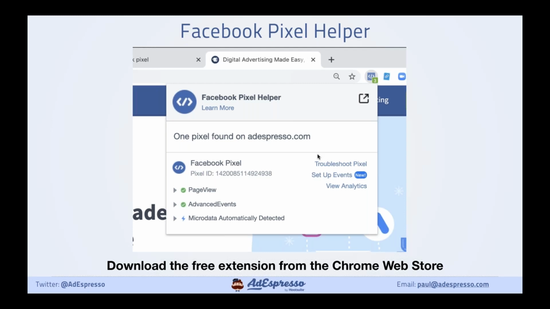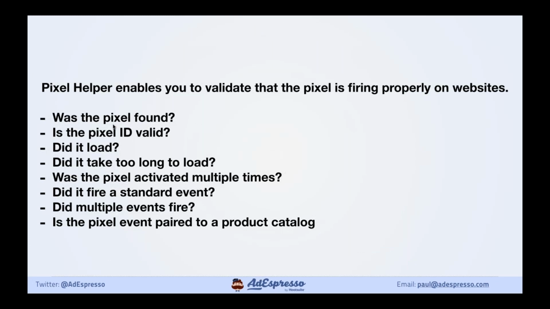So what sort of things can we be checking with Pixel Helper? First of all, it'll tell you whether there's actually a pixel on the website. If there is, is it a valid pixel ID? Did that pixel load, or is it corrupted? Did it take too long to load? It could be sometimes your website is just firing the pixel last and it's really, really slow to load, so it's not firing for all visitors. Sometimes it's firing multiple times, and your developers copied the code twice onto the website or put it in the header and the footer.